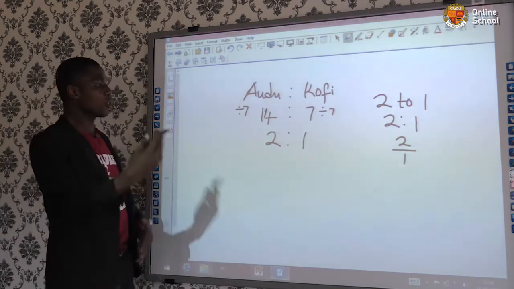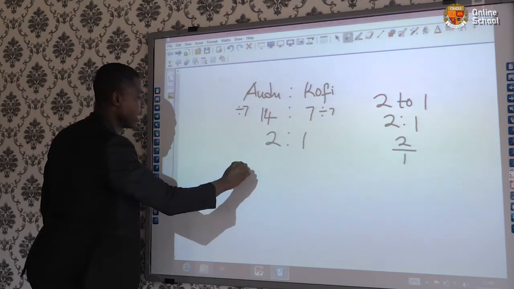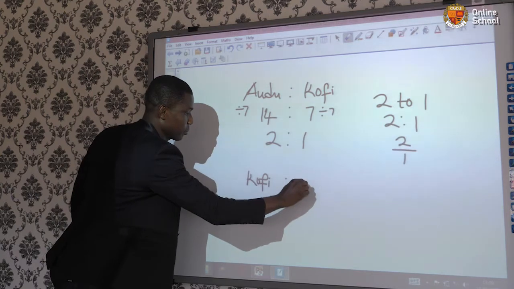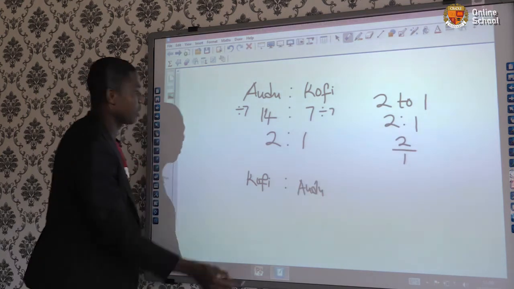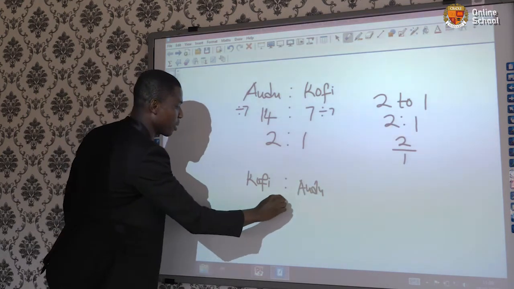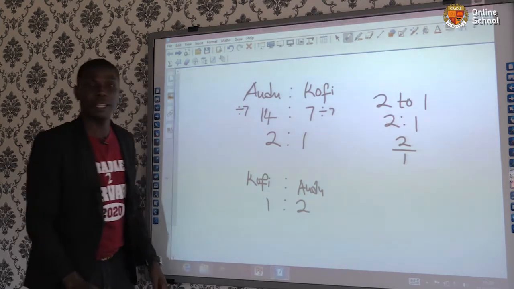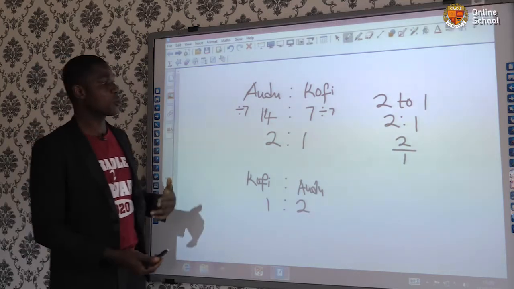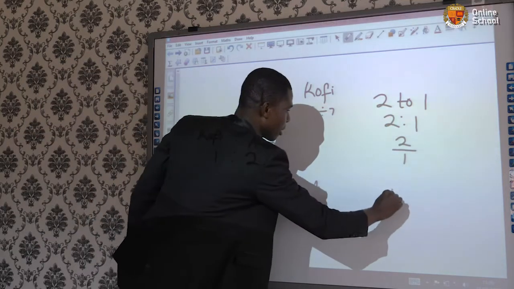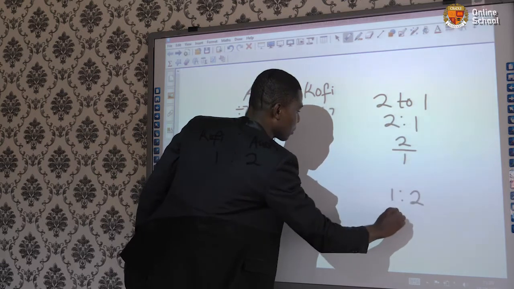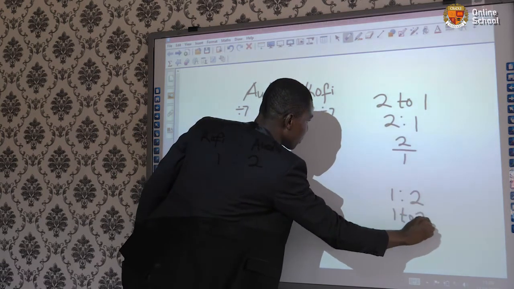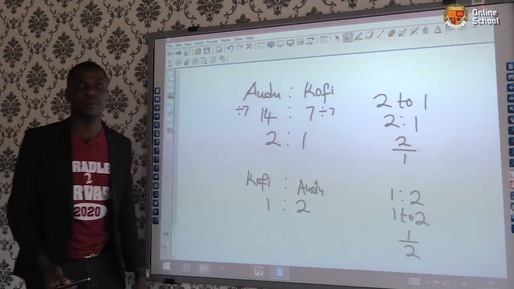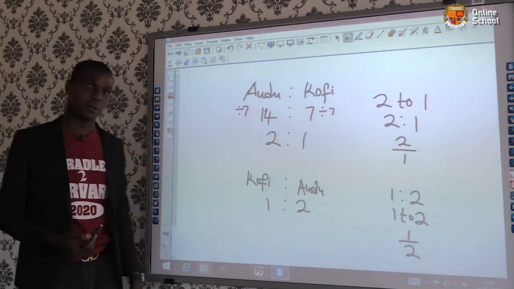And the other way around, Kofi's age to Aldo's. This will be 1:2. The one that is mentioned first should come first. Are you with me? 1:2. Look at it. 1:2, or 1/2 in the form of a fraction. Are we together? All right.